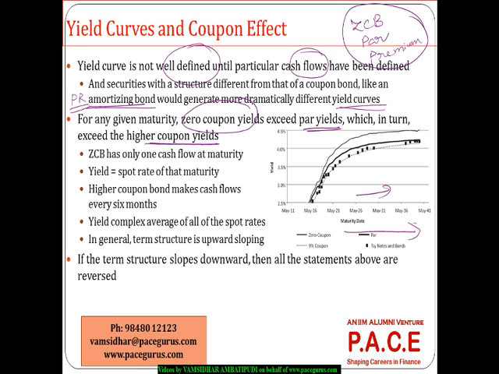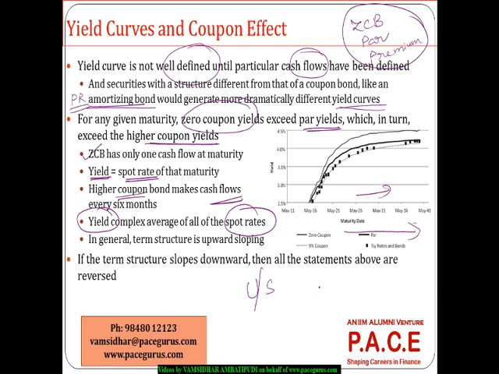Now if you see a few conclusions, the zero coupon bond has only one cash flow at the maturity. So the yield is similar to that of the spot rate of that maturity itself. But when we are talking of a higher coupon bond, 9%, 10%, 12% kind of bond, every 6 months some cash flow is coming out of that bond. So the yield is nothing but some kind of weighted average of all the spot rates. And all the spot rates are upward sloping kind of stuff.